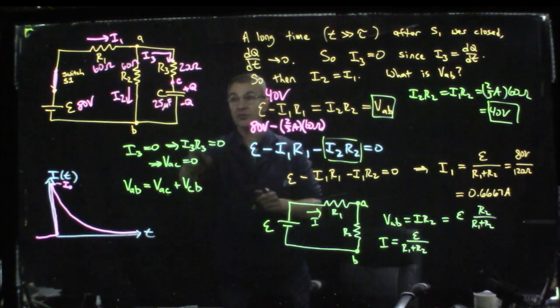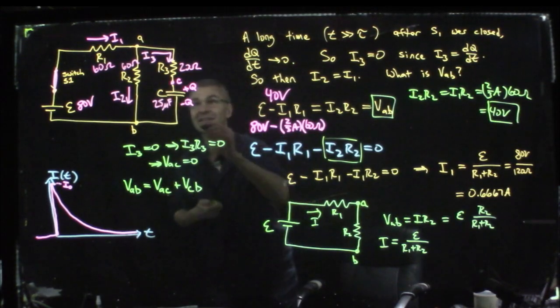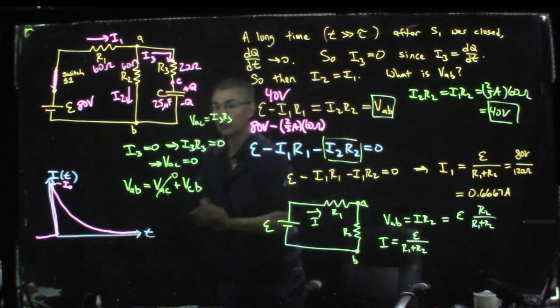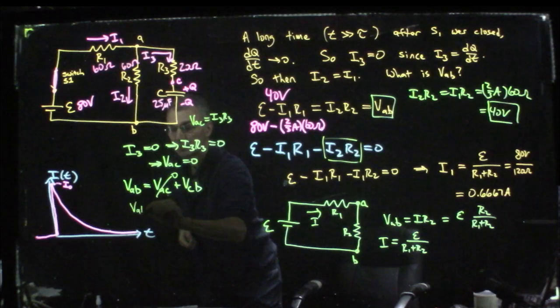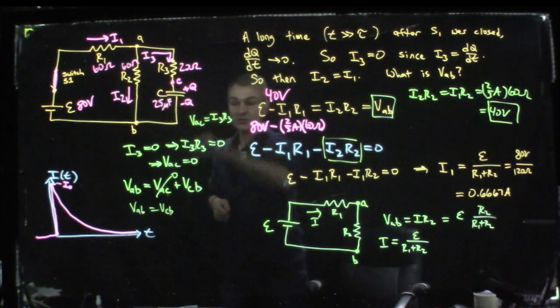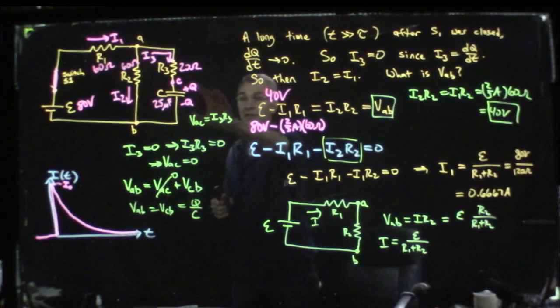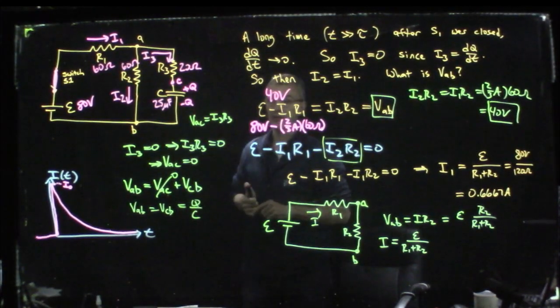But because there's no current flowing through R3, VAC is I3 R3, so that is 0. Therefore, VAB equals VCB. And VCB is just Q over C, the charge on the capacitor divided by the capacitance.